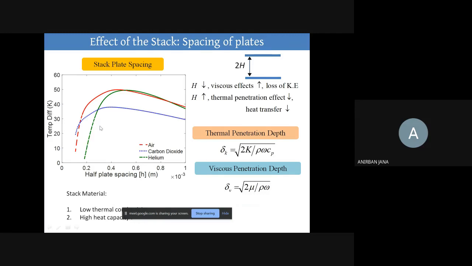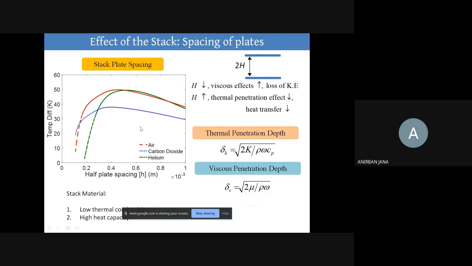So the stack spacing, the conclusion is that you have an optimized plate, because you have an optimized spacing between two plates. If you decrease the spacing too much, you increase the viscous effects, because the parcel moving between the stack loses kinetic energy. If you increase the spacing between the plates, the thermal penetration effect decreases, because the gas does not feel the effect of the stack anymore.